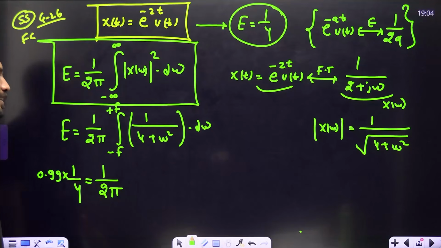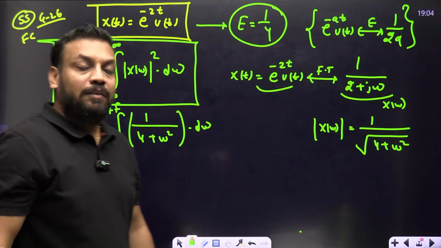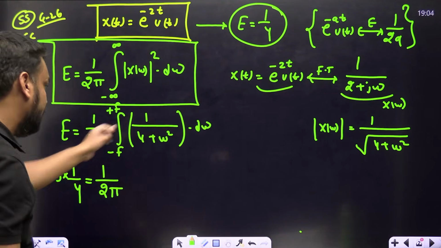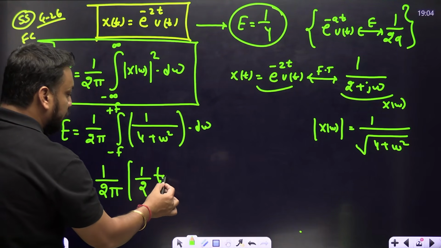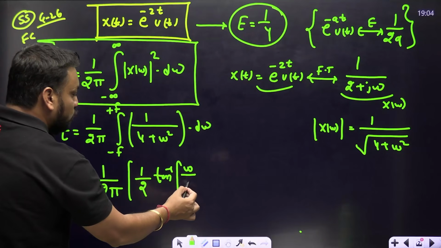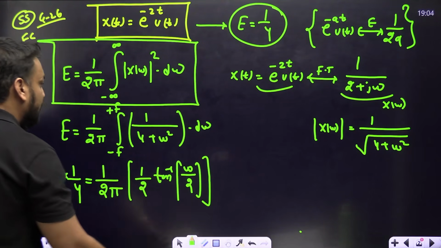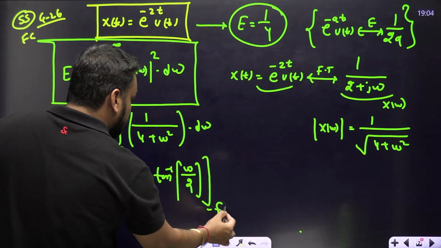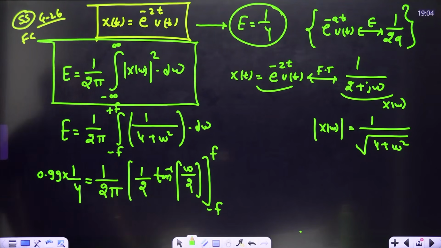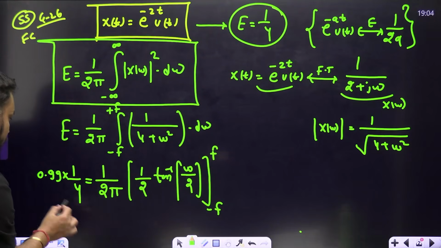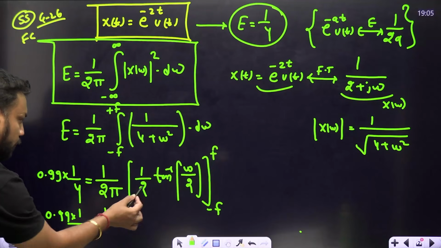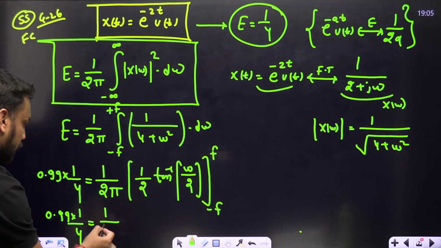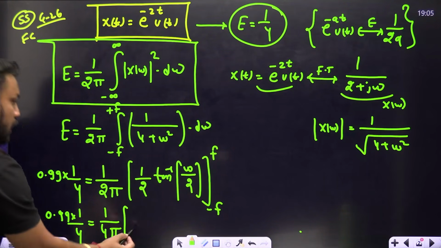Now students, when you integrate this, don't you think it will be of the form a/(a² + ω²)? Here a is not 1, so we write 1/a. So after performing the integration you should write 1/2 tan inverse (ω/2), and the limit goes from minus ωc to plus ωc. Now simplify it a little bit. Finally you will get 0.99 times 1/4 equal to 1/(4π), and here you will apply the upper limit and lower limit.